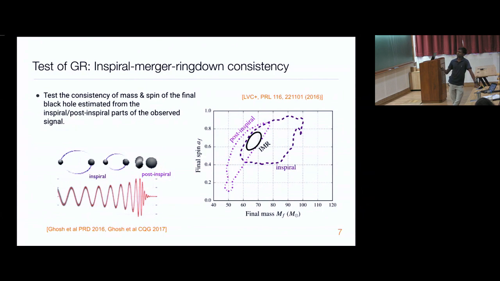Here is a sample plot from the first observed event. These dashed curves are the posteriors of final spin and final mass obtained from the post-inspiral part and the inspiral part, and the dark black contour is from the joint analysis. You can see that the parameters are consistent with each other.